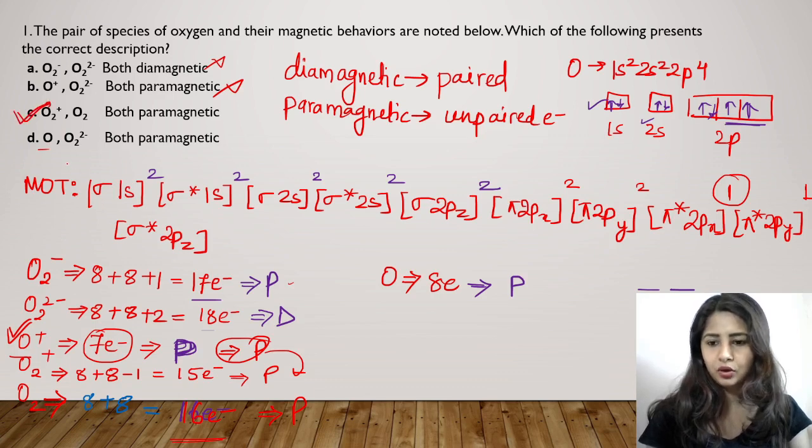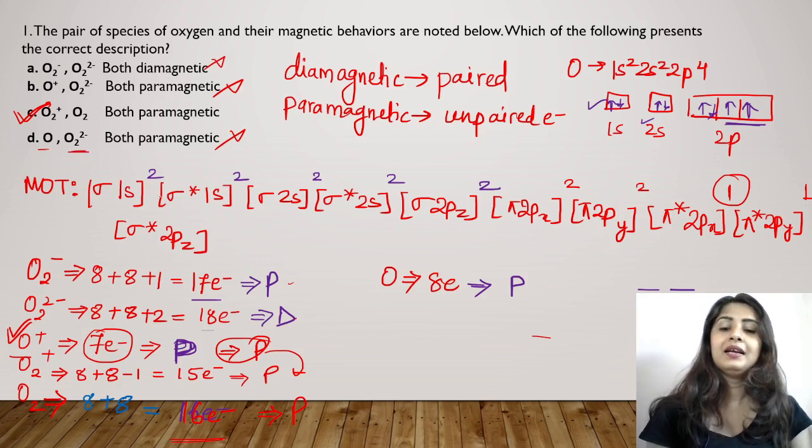Check for D. Just O, it is paramagnetic. Okay, fine. O2 minus, O2 2 minus, it is diamagnetic. So this one is wrong because O2 2 minus is diamagnetic. So here we got our answer. Option number C is the correct answer.